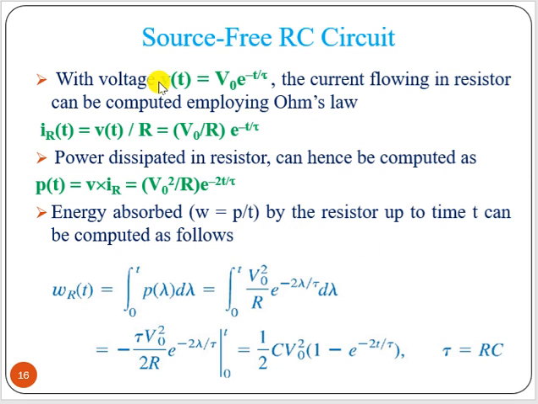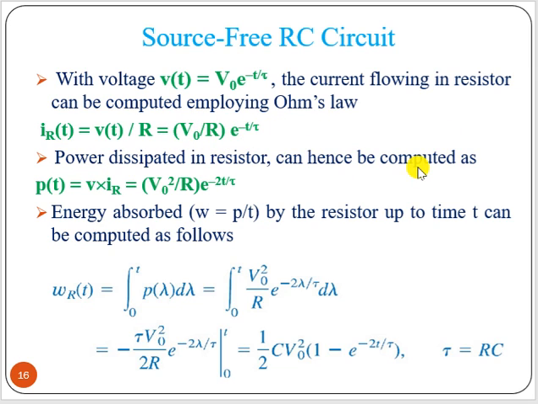Now, if you know the V(t) response, then you can find the current flowing in the resistor. If there is R and C connected, the current IR is just the V(t) value divided by R, because the V(t) value is the same across C and R. So that will be V0 by R times e to the power minus t by tau.